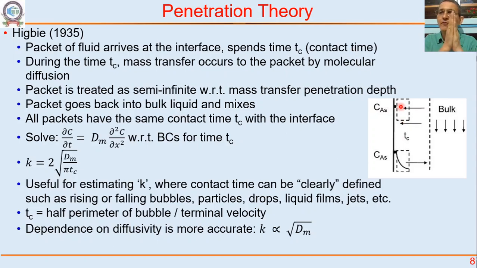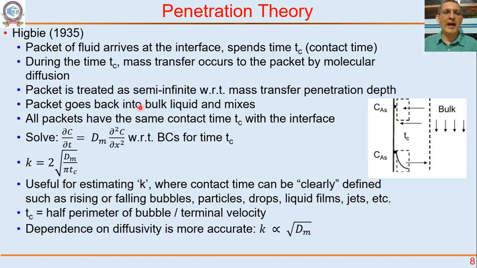Mass transfer is happening from that surface to this eddy, and after this contact time, it goes back into the bulk. And when this goes back, another eddy takes its place, and this process continues. A different eddy comes, spends the time Tc, goes back. Another eddy comes, spends the time Tc, goes back. And during this time, we have one dimensional unsteady state diffusion into this eddy. That's why we solved that problem in the last lecture.